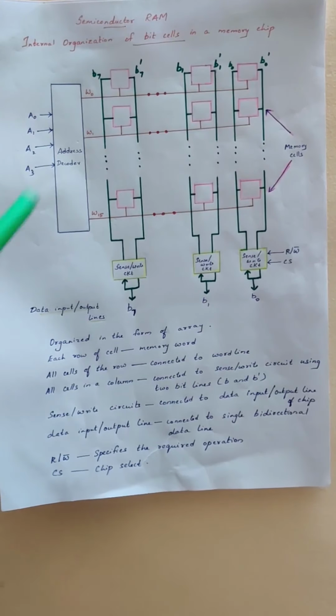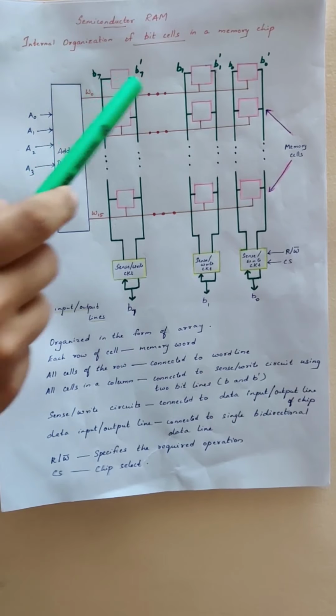Today we'll be learning about semiconductor random access memory. In the previous lecture, we discussed semiconductor memories, which were broadly categorized into volatile memory and non-volatile memory. Random access memory comes under the category of volatile memories. Now, what's a volatile memory? A memory which is capable of storing information as long as the DC power is applied to it.